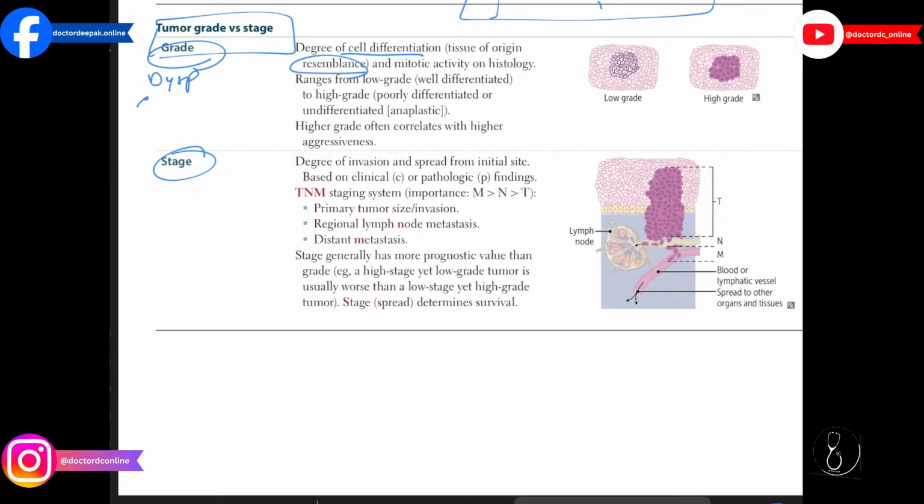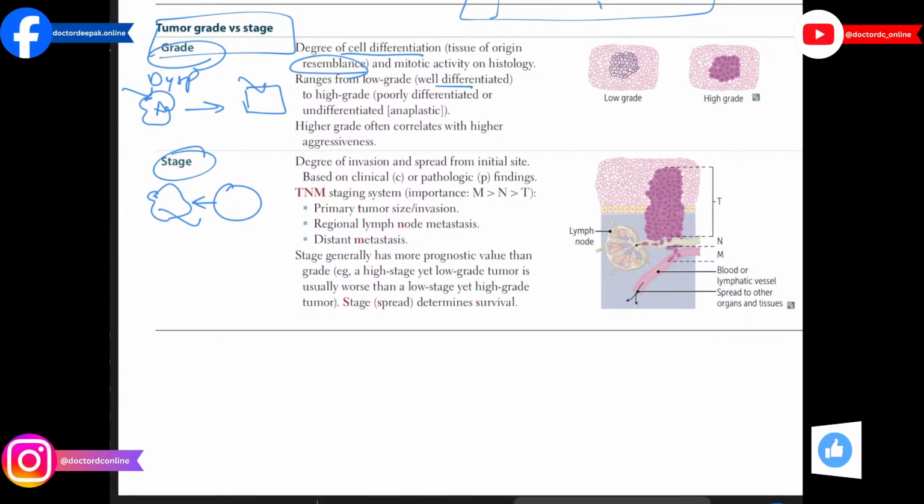For example, this is one cell and this is the normal cell. Does this shape look like that? No, then it's poorly differentiated. This is an abnormal cell and this is a normal cell. If they look a little bit like each other, then it is well differentiated. The resemblance to the tissue of origin, the cell differentiation, is grading.